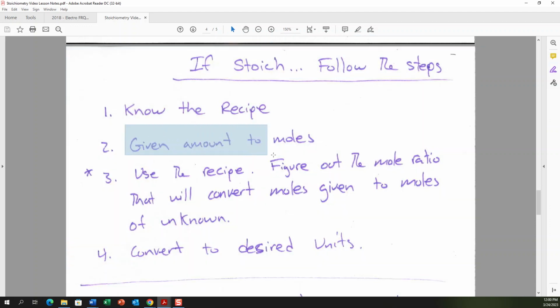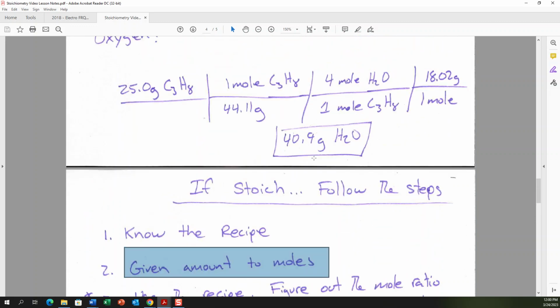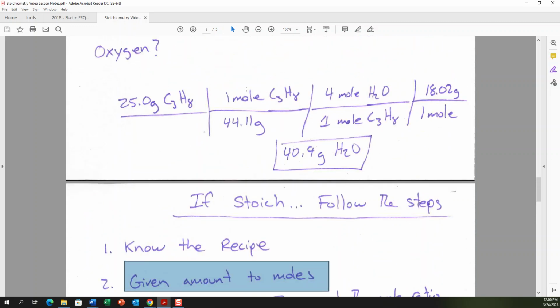The second step is take your given amount and convert it to moles. So notice, in this case, we were given grams of propane. The first thing I did was convert it to moles. You always want to convert to moles. Take your given amount and convert it to moles, all right?